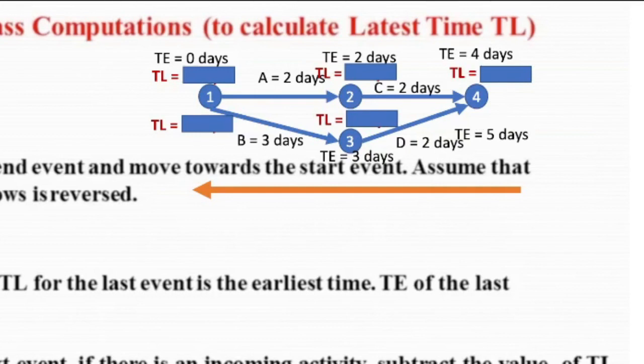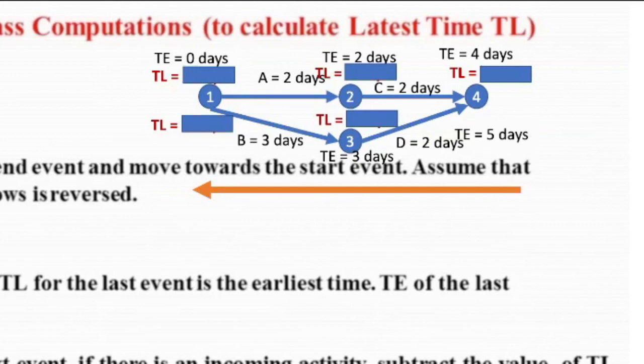So in our case, the last event has TEs of 4 and 5. So you have the earliest event, that is 4 and 5. So the TL will be the TE of the last event. So you have here 2, it's either 4 or 5.